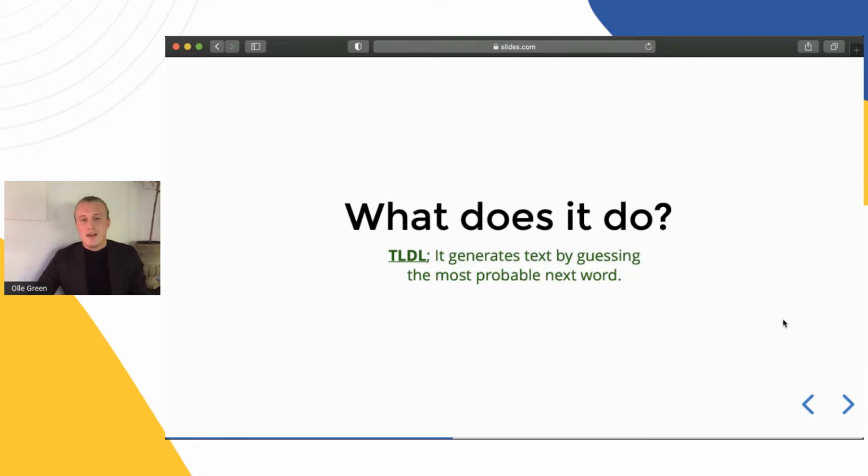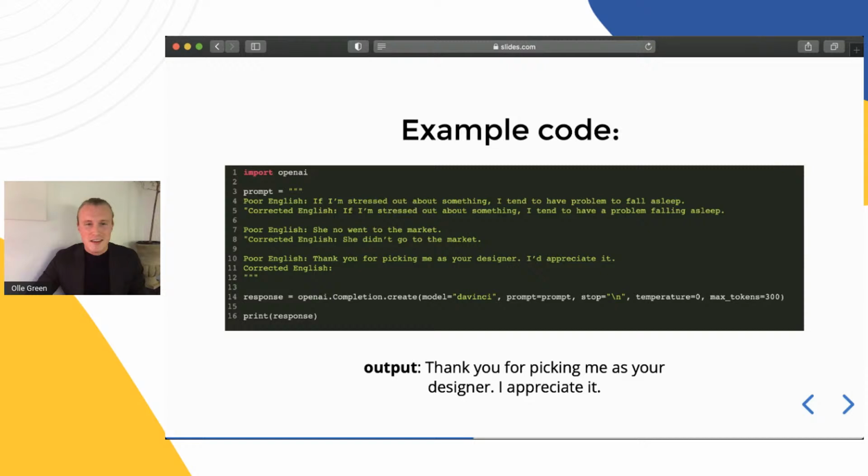And now, with a little bit of backstory that we've gone through, let's move into the fun stuff, which is basically the code. So if we look at the first thing here, when you have access to the API of GPT-3, you can import OpenAI, and you can give it a text prompt. In this case, we want to make it look at poor English versus correct English. So poor English, for example, as one example in the middle there, would be "She no went to the market," and the corrected English would be "She didn't go to the market."